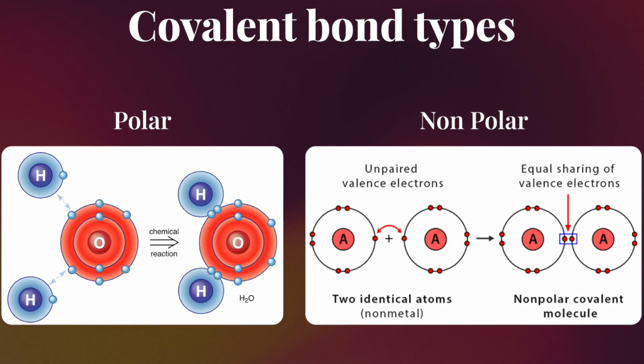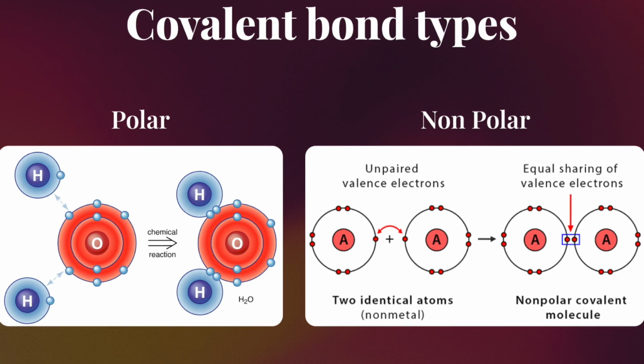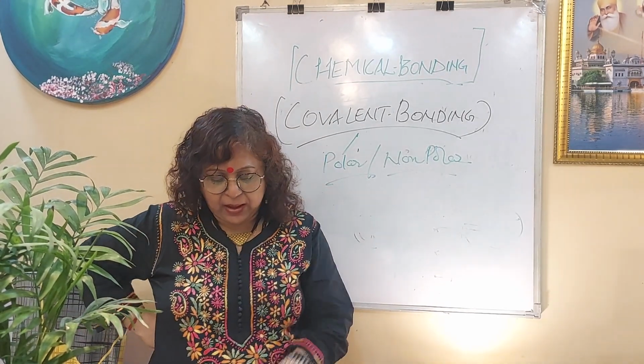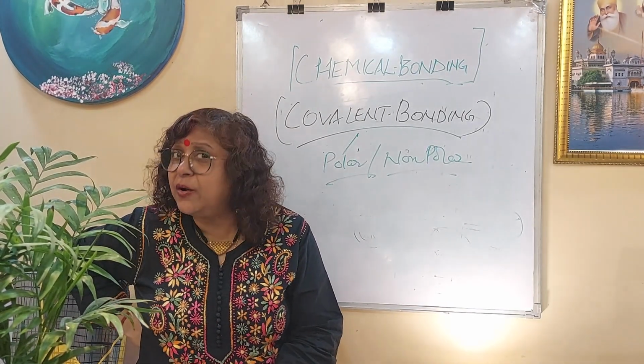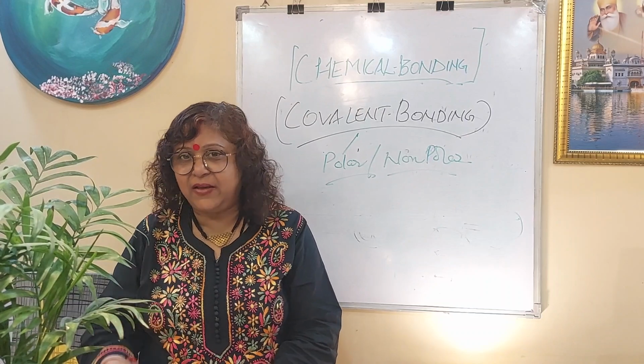Thus, the shared electron is situated exactly between the 2 identical nuclei, and this type of covalent bond is known as non-polar covalent compound. The examples are hydrogen, chlorine, oxygen, which you saw now. Now, what are polar covalent compounds? The examples will be water and HCl.